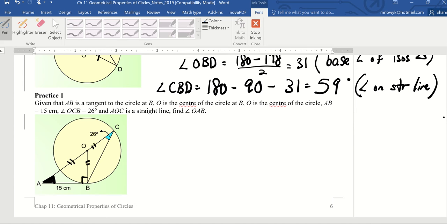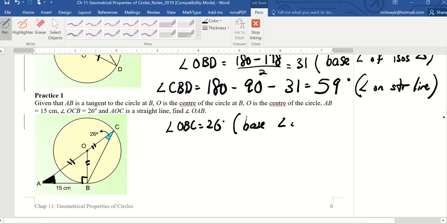Yeah, okay. Some of you write this: angle OBC equals 26. This is the base angle of isosceles triangle. Some of you will say, teacher, actually I know AOB equals 26 plus 26. What's the reason? External angle of triangle. That means these two angles add together to equal the outside angle.